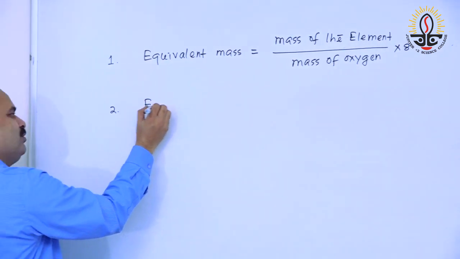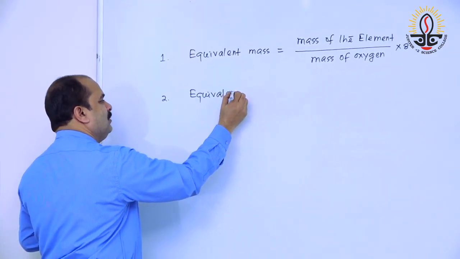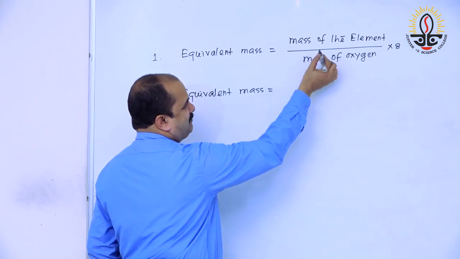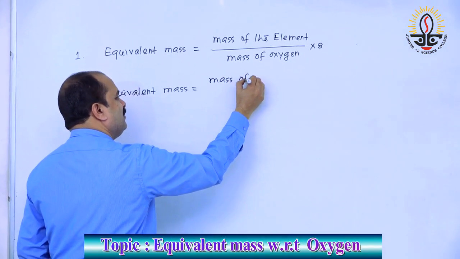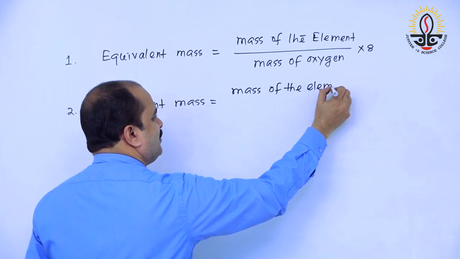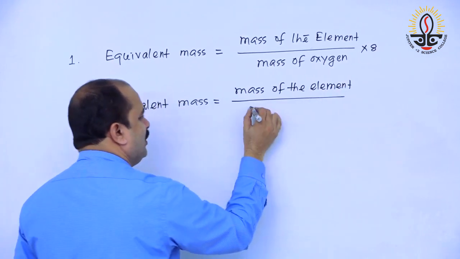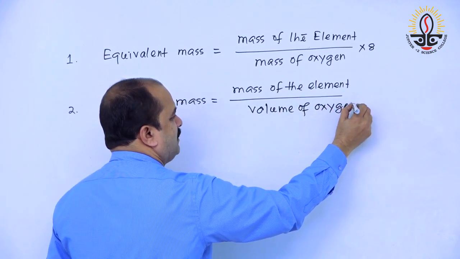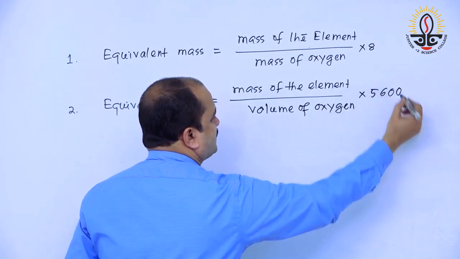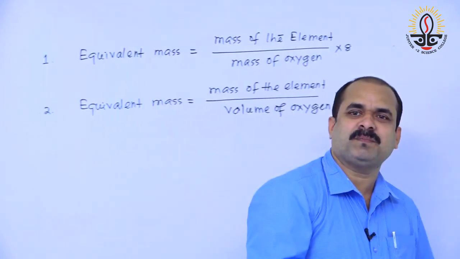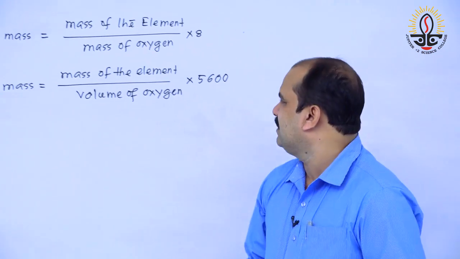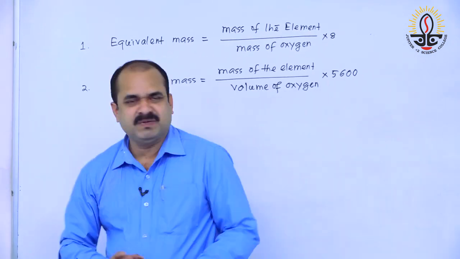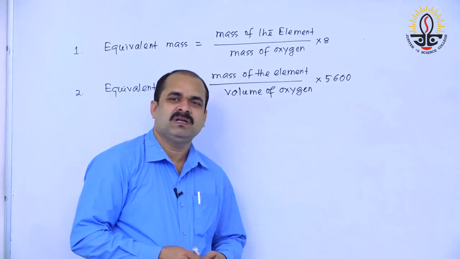Another formula will be: equivalent mass is equal to mass of the element divided by volume of oxygen combined with or liberated, into 5600. That means the mass of the element per 8 gram of oxygen, or the mass of the element per 5600 ml of oxygen, will determine the equivalent mass of an element. On the basis of this formula we will solve some numerical questions.